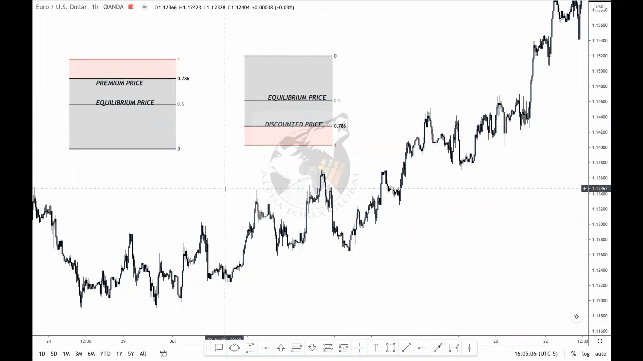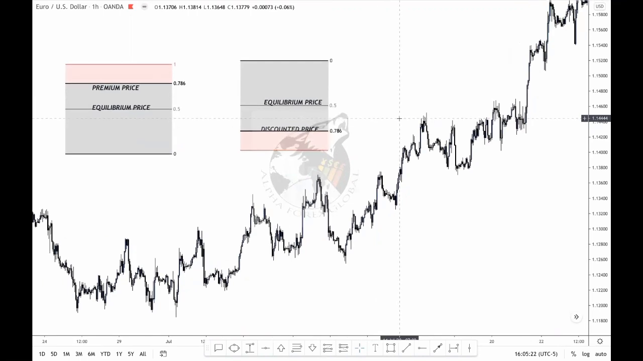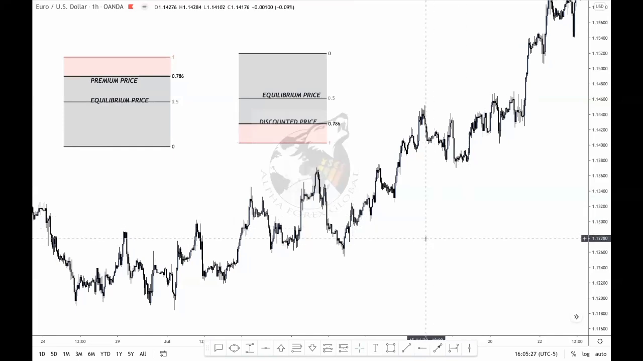Now, what is premium price? What is discounted price, right? So premium price is basically expensive price in the market, and discounted price is cheaper price in the market, where people generally look for buy opportunities, right? So it's just like the stock market. Say a stock started to sell for like $1, and that stock went all the way up to say $10, right?